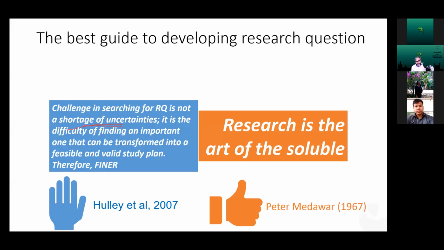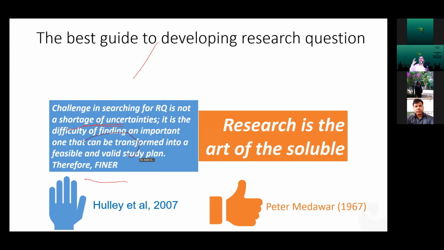Before I go ahead, let me give you two very big statements. I'm a fan of both these statements. One is Hulley et al. This FINER mnemonic that you see was given in Hulley et al.'s paper. Hulley et al. said that the challenge in searching for a research question is not a shortage of uncertainties. There are many uncertainties. There are many things to do. The difficulty is in finding the important one, which is feasible and also valid.